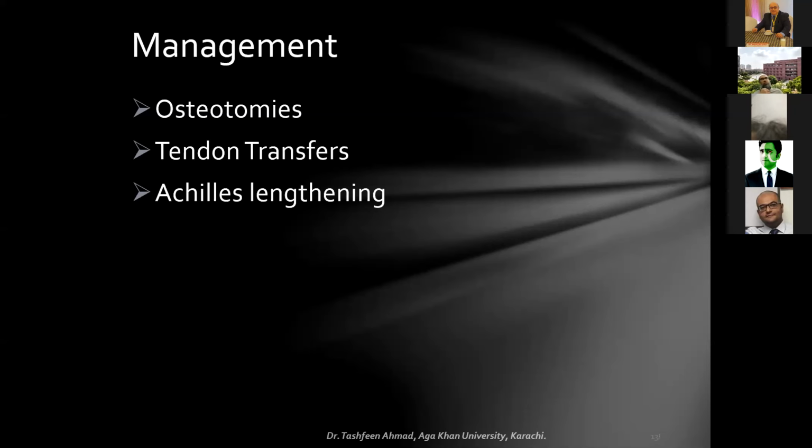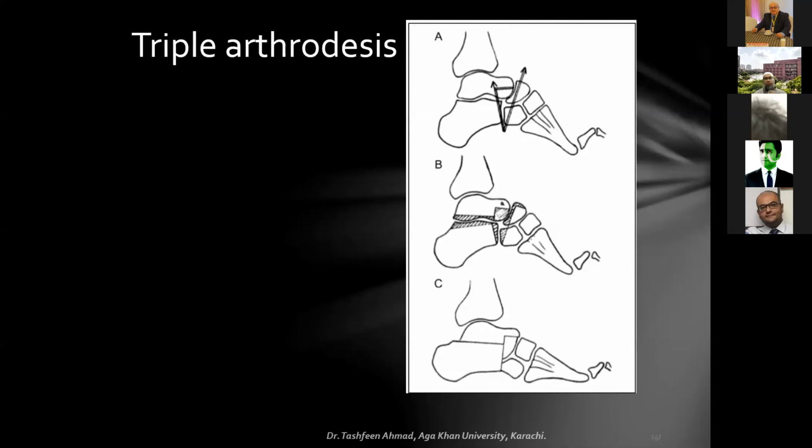So those patients who have had a trial of these orthotics and still it has not relieved the symptoms, we can think of osteotomies. Osteotomies is one thing which is on the bones. Then there are tendon transfers of muscles and tendons, and the Achilles tendon lengthening is a very important component of overall management. Now, with fixed deformities, triple arthrodesis is a very good procedure, and there are different types of triple arthrodesis procedures available.